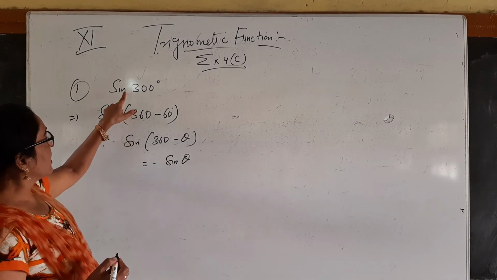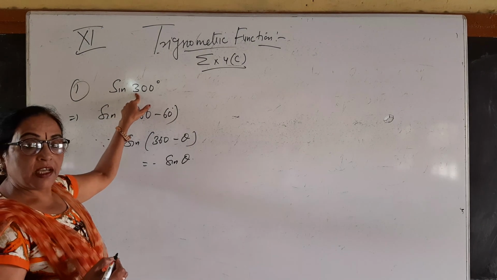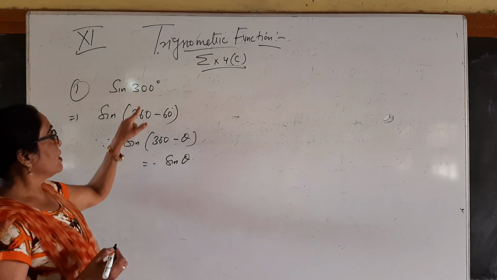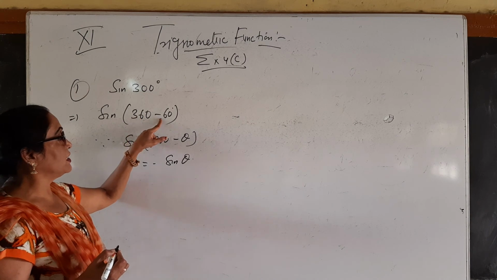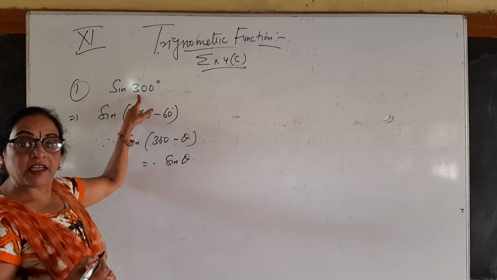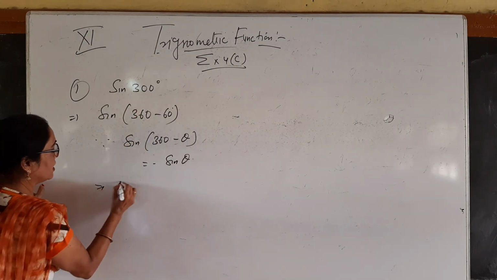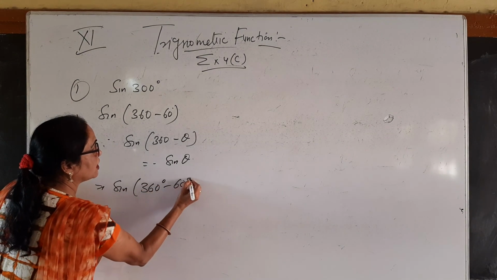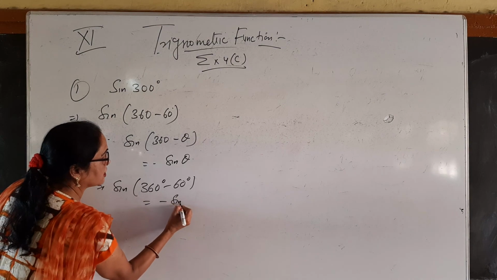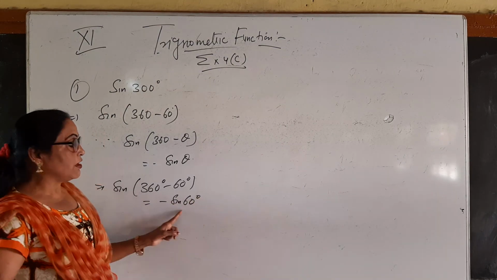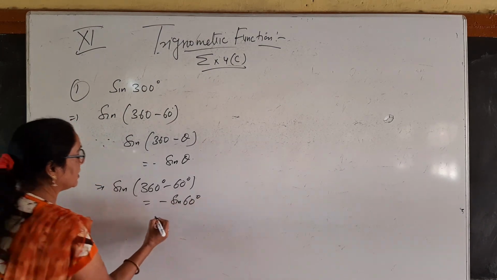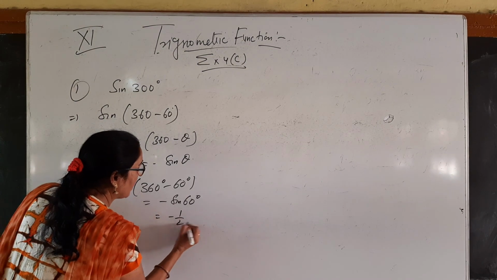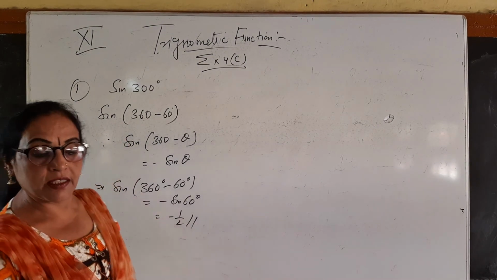Now here we are given the value sin 300 degree. So sin 300 degree, we will write as sin(360 minus theta). So we can write here sin(360 degree minus 60 degree). So it will be minus sin 60 degree. Now we know the value of sin 60 degree, so the answer is minus root 3 by 2.